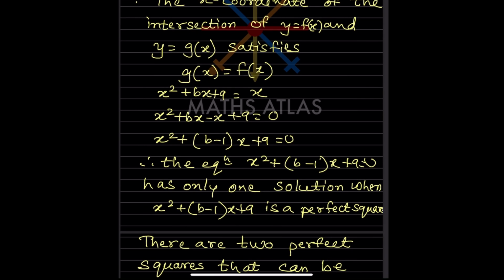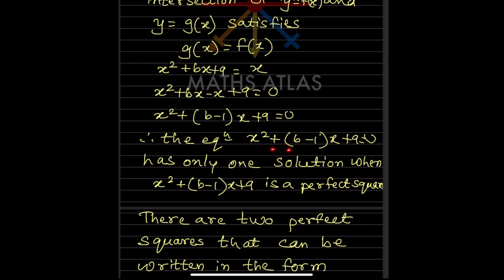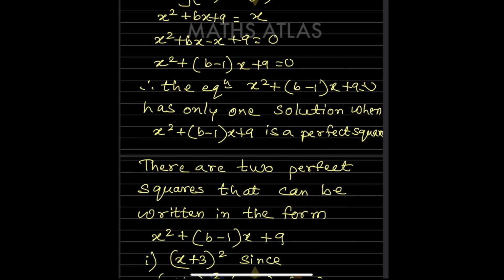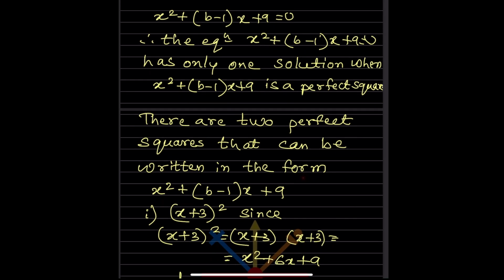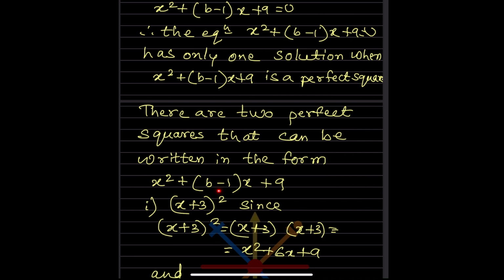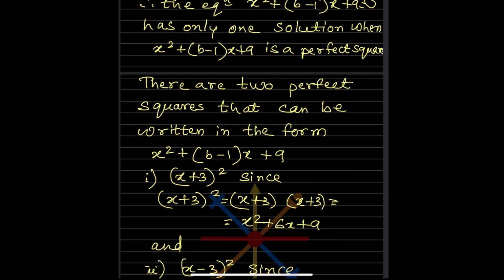So we can write the equation x square plus b minus 1 x plus 9 is equal to 0. It has only one solution when x square plus b minus 1 x plus 9 is a perfect square. So there are two perfect squares that can be written in this form. What will that be? x square plus b minus 1 x plus 9. So now x plus 3 whole bracket square is what?